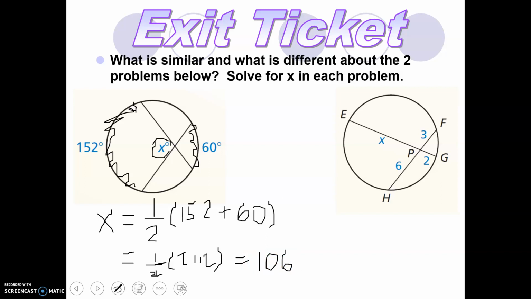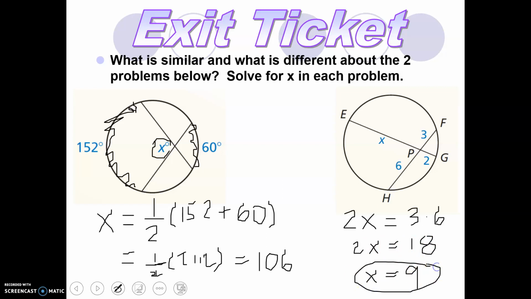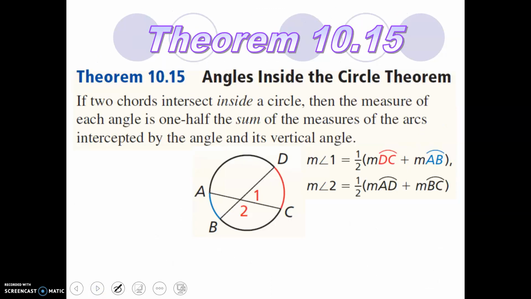Now the second problem, we're going to use the theorem we learned today. 2x is equal to 3 times 6, which will give us 2x is equal to 18, and that will give you an answer of 9. So two very similar looking problems, two different approaches. When we have our quiz, make sure you know the difference between how to solve those two. And just a reminder, this is the name of the theorem that we learned last section, the angles inside the circle theorem.